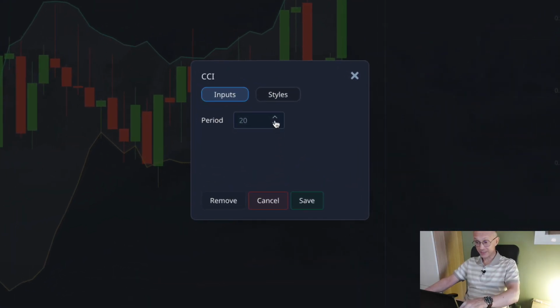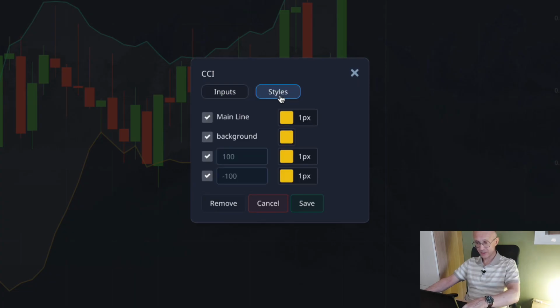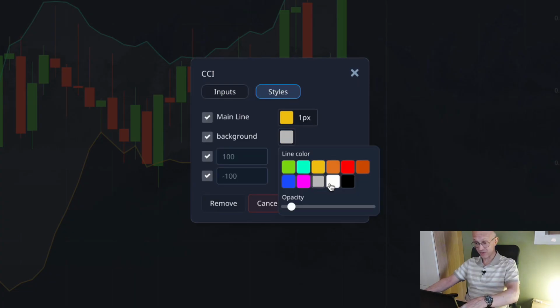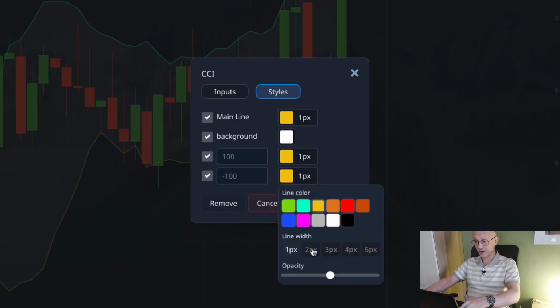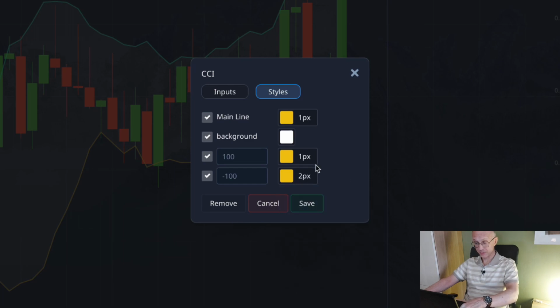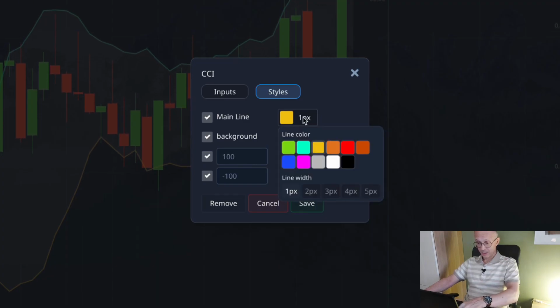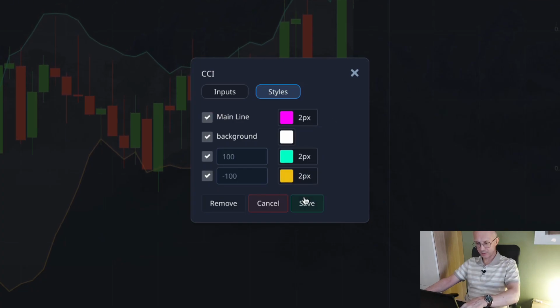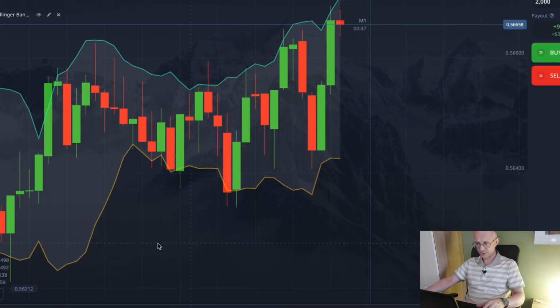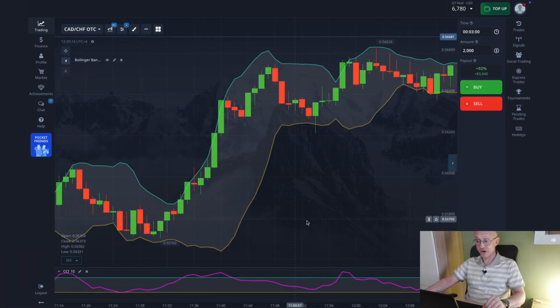Let's configure the CCI indicator next. Set period to 10, go to Style, set background to white. Let's set the width of the -100 line to 2. Let's make line 100 turquoise and set the width to 2. Set the main line to pink and set the width to 2. And save. So, the indicators are ready to go.